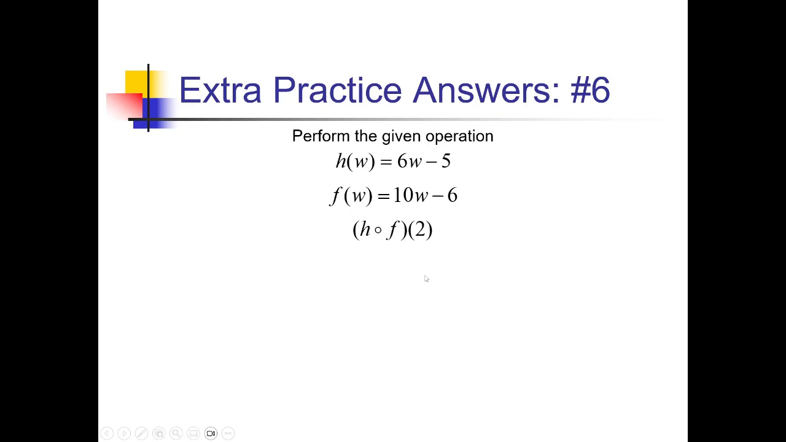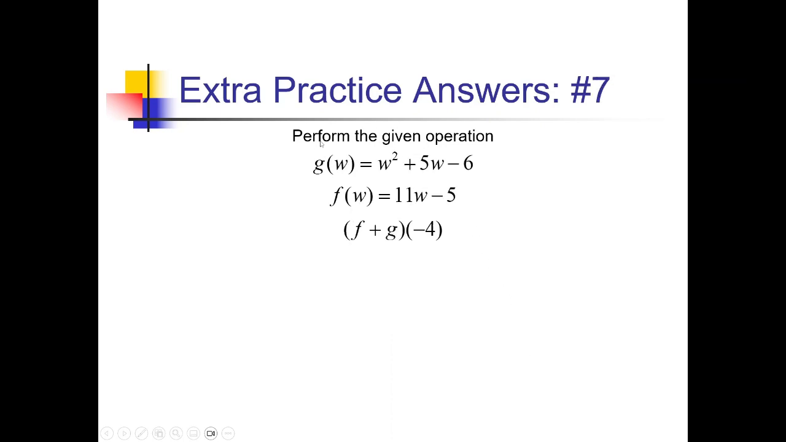For this next one, we have another composition, a little less crazy than the last one though. So we have h of f of 2. First I need to figure out f of 2, which is going to be 10 times 2 minus 6. 10 times 2 is 20, minus 6 gives me 14. Next up, I'm going to be doing h of 14. So that's 6 times 14 minus 5. 6 times 14 is, I believe, 84. Minus a 5, we have 79. So that's our final answer for this one.